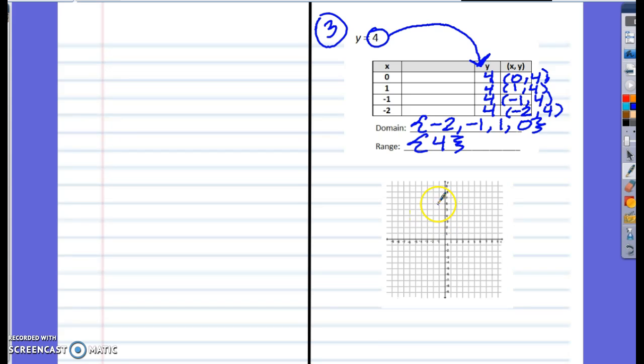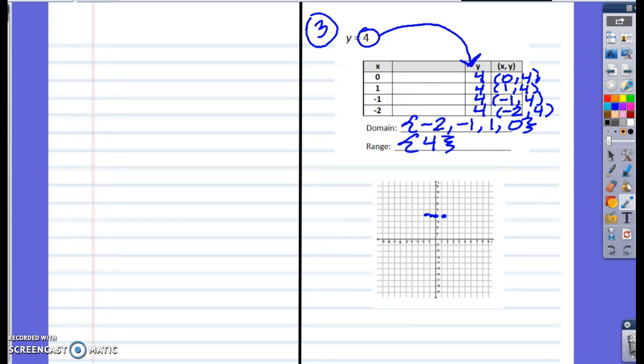You can plot your points. So we have (0, 4). So don't go left or right, just go up 4. (1, 4), (-1, 4), and (-2, 4). So anytime you have a line that's y equals some number, you're going to get a horizontal line like that.